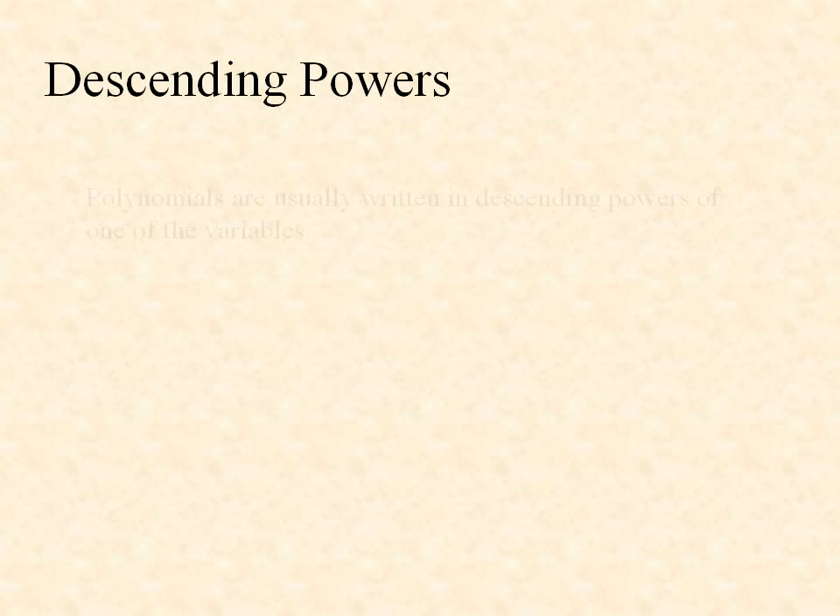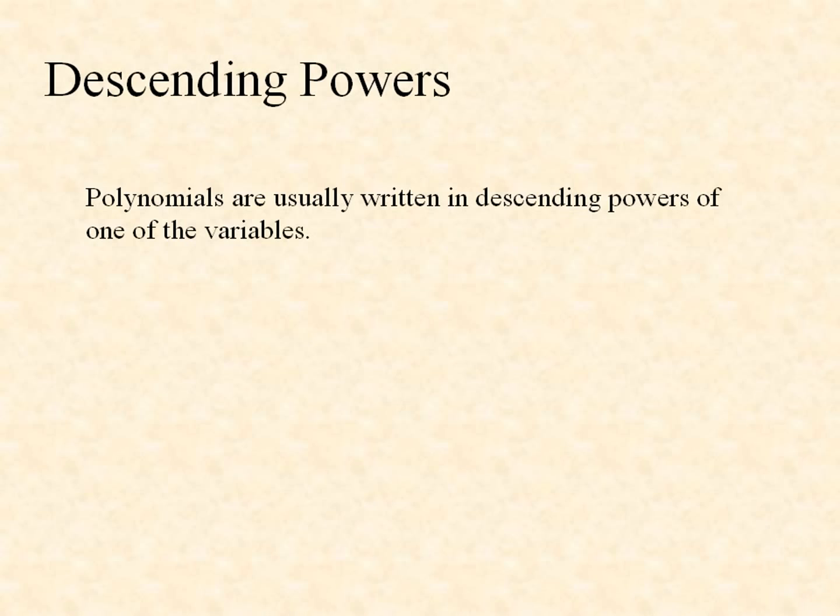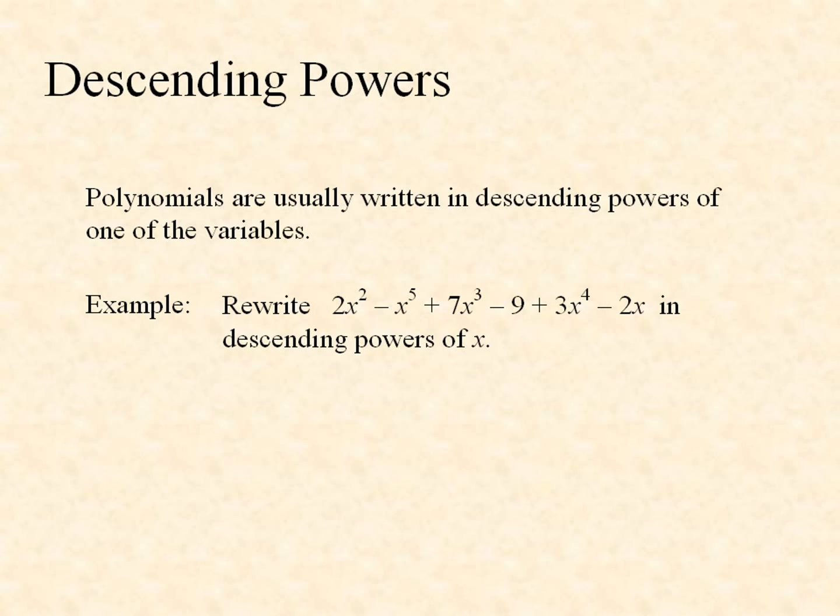Descending powers. Polynomials are usually written in descending powers of one of the variables. For example, if we have this polynomial, 2x squared minus x fifth plus 7x third minus 9 plus 3x fourth minus 2x, we should rewrite it with the term having the highest degree first and so forth. So we write it this way. The x fifth has the highest degree, the x fourth the next highest, and so on. So the degrees are in descending order.